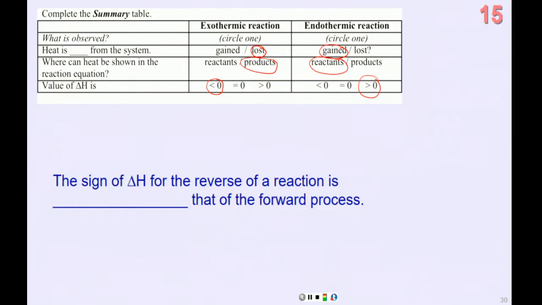It may not have been obvious in these examples, but sometimes it was shown in our POGIL activity where the reaction of formation of water from hydrogen and oxygen. The sign of delta H for the reversible reaction is opposite. If one is positive, one is negative. So opposite that of the forward process.